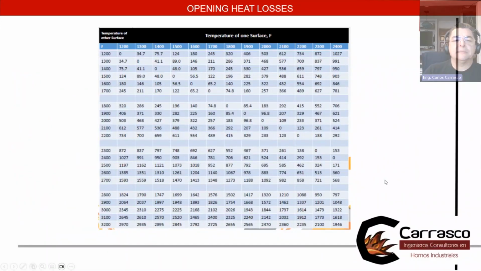Sorry for that. So when I am sizing the furnace, I need to know what's the temperature of the furnace and what's the temperature of the other surface, like the load. And then I understand how much heat transfer I am going to have inside the furnace, or how much heat I am going to lose inside the furnace.